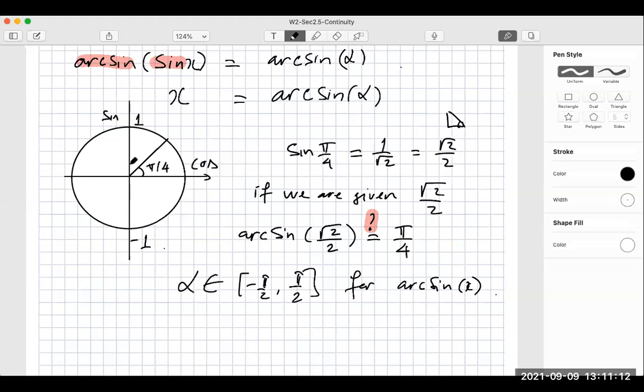Just 1 to 1. We don't take the value on the angle because you see that there is another angle here at 3 pi over 4. And sine of 3 pi over 4 also gives us the same value. It is square root of 2 over 2, right? But when we take the arcsine function, we only take the value pi over 4. That is just a convention.